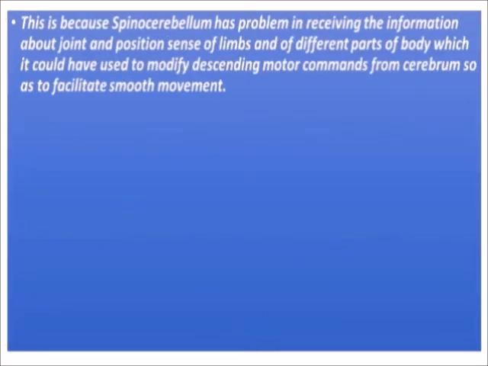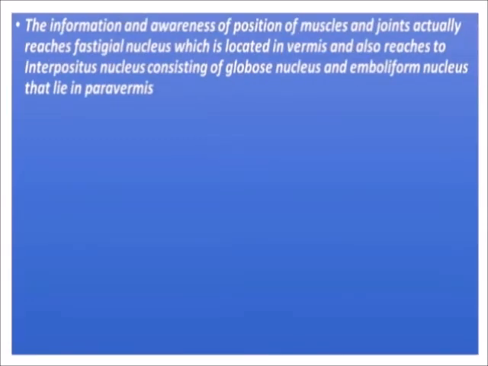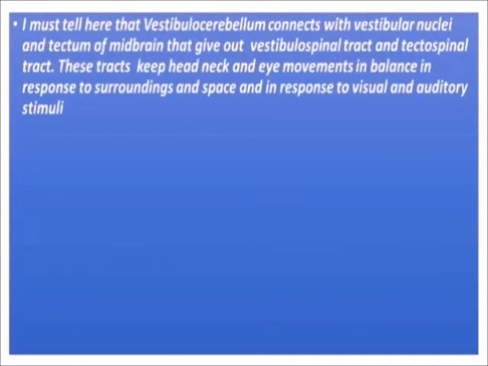This is because the spinocerebellum has a problem in receiving the information about joint and position sense of limbs and of different parts of the body, which it could have used to modify descending motor commands from the cerebrum so as to facilitate smooth movement. The information and awareness of position of muscles and joints actually reach the fastigial nucleus, which is located in the vermis, and also reach the interpositus nucleus consisting of globose nucleus and emboliform nucleus that lie in the paravermis.